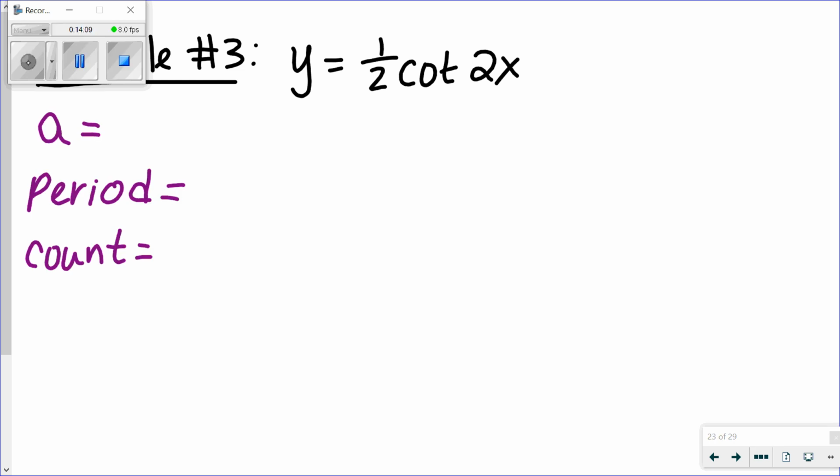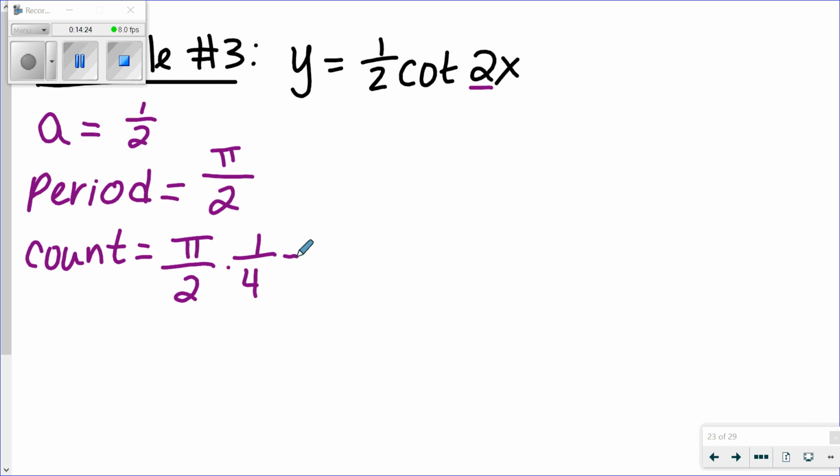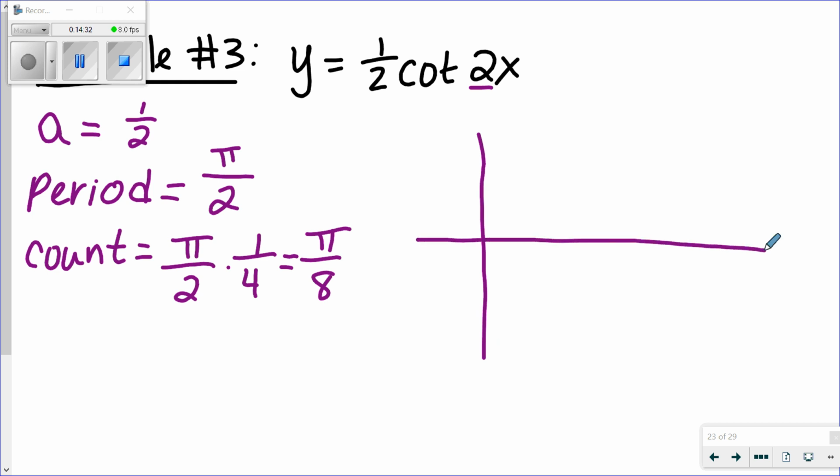All right, finding our amplitude, our period, and our count. Our amplitude is 1/2. Our period is pi divided by 2. And our count, we always divide by 4, which is the same as multiplying by 1/4, which means our count is pi over 8. Setting up our graph, again, you might want to pause and try this on your own and then press play and see how you did.